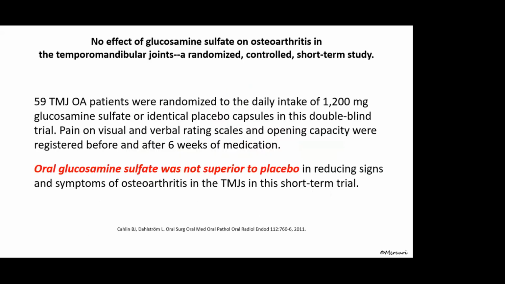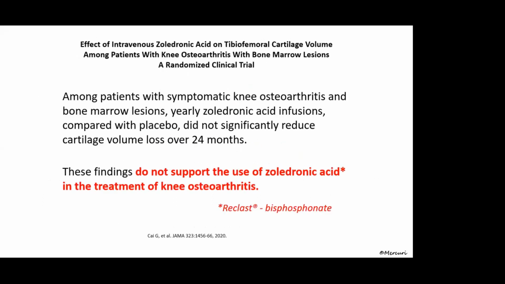What about glucosamine? There's been a lot of advertisement of this type of drug. It was shown that oral glucosamine sulfate is not superior to a placebo. So there's no real indication for the use of that drug. What about the bisphosphonates? There's no support for the use of this in orthopedics to manage osteoarthritis. So that's out.